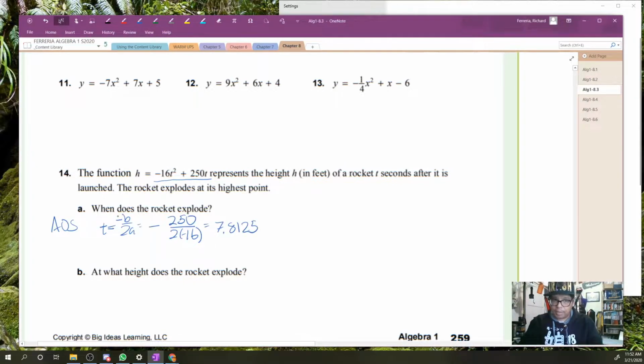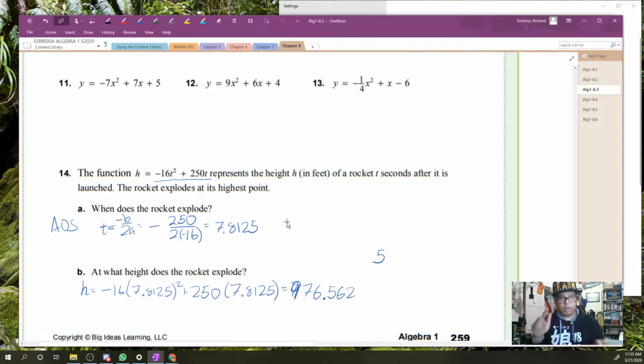Did you find the axis of symmetry? And was that axis of symmetry 7.8125? Pause it again, and let's find the coordinates. Okay, the rocket exploded when t equals 7.8125 from our equation over here. That is the time when h is at a maximum.